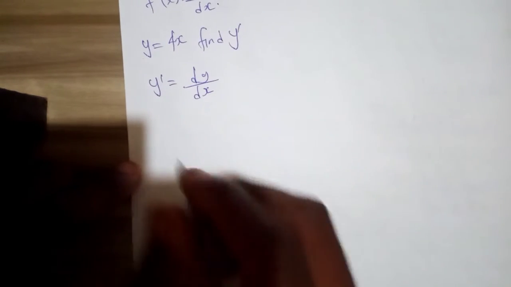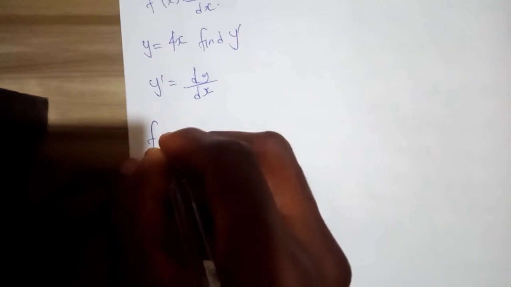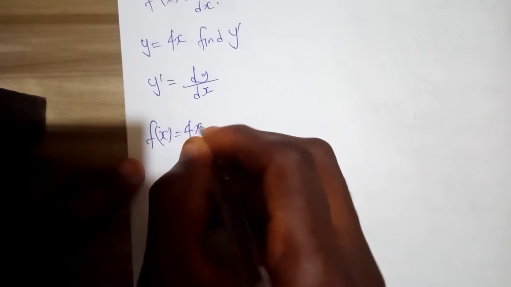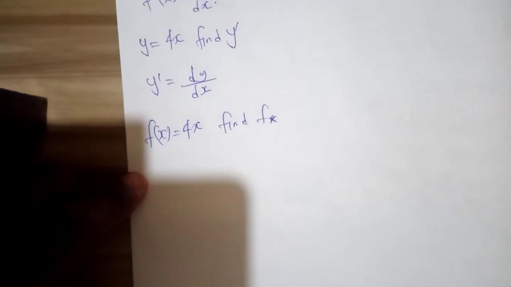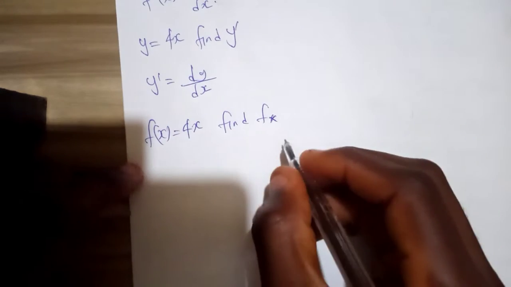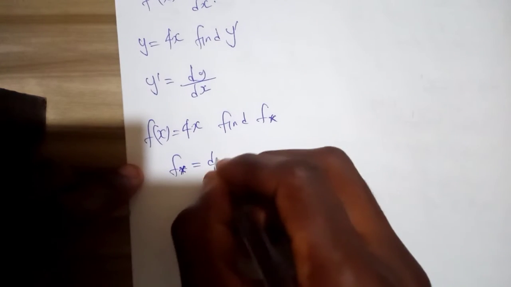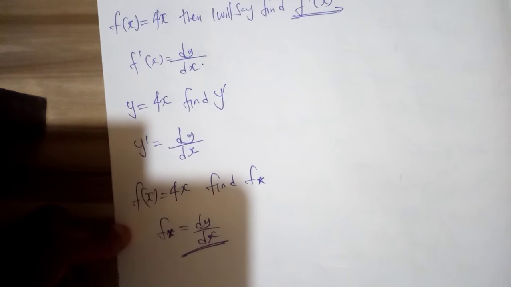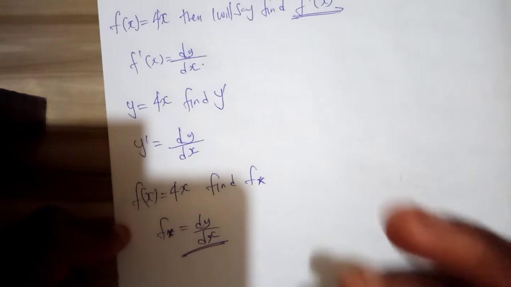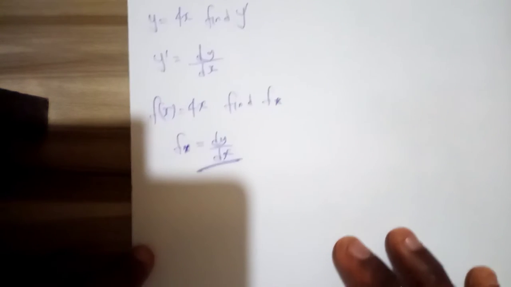Okay, sometimes in partial derivatives, some people will use, let's say we have f of x to be 4x. They will ask you to find f with x as a subscript. Then this is equal to what? This is dy/dx. All these are notations that we use in differentiation. Now let's talk about the formulas.